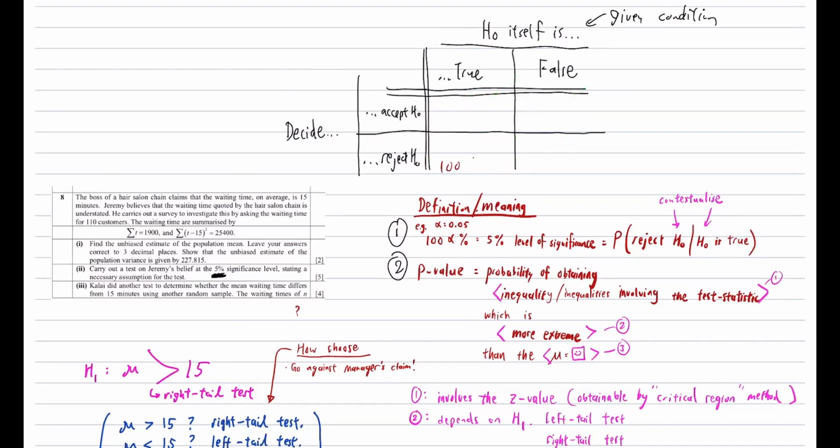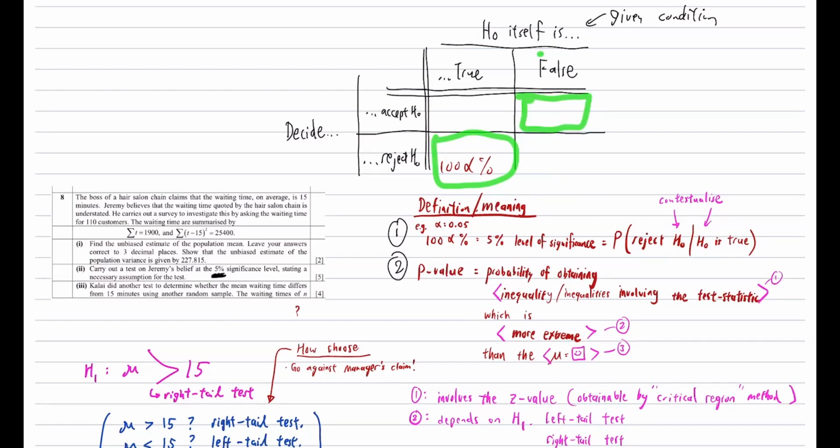This is your 100 alpha percent. The event being described here, reject H naught given H naught is true, is over here. You can imagine there's another way that you can make a mistake. If H naught itself is false, but you accept H naught.